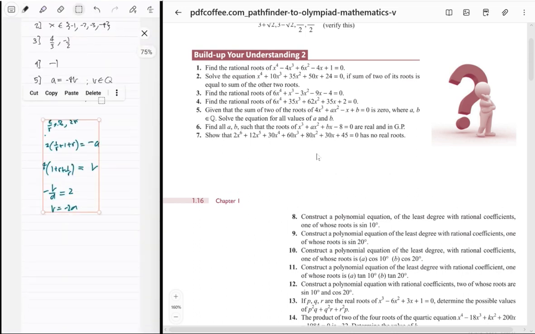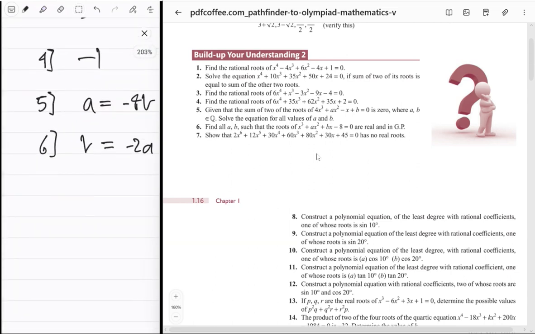Okay, cool. Next, 7th. Show that 2x^6 plus 12x^5 plus and so on has no real roots. Once again, something that's awfully not doable right away.